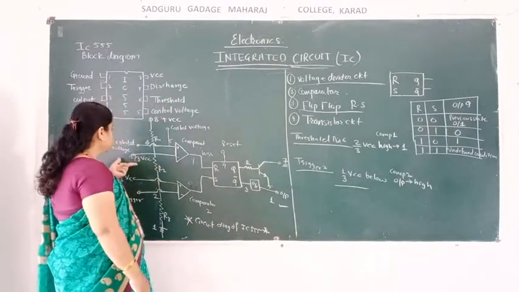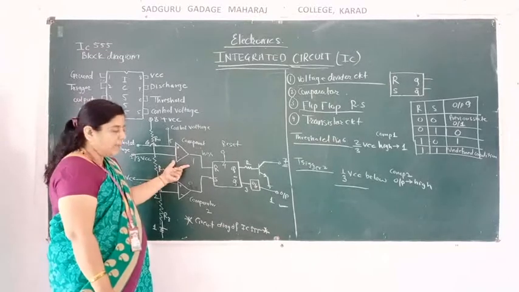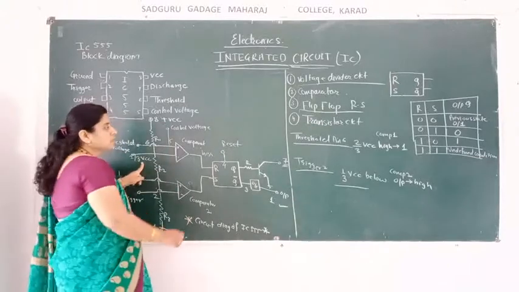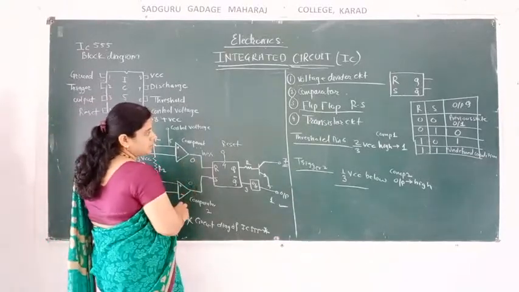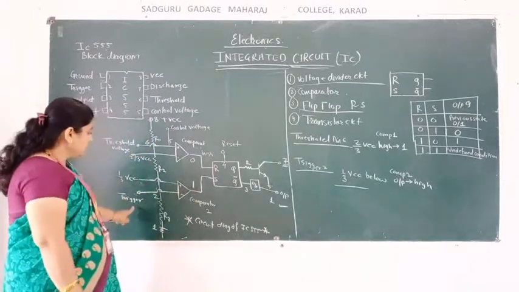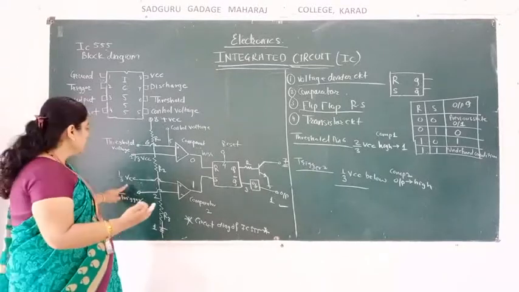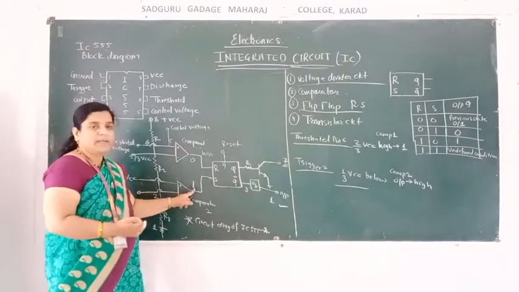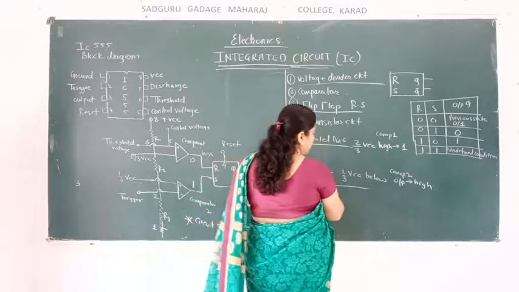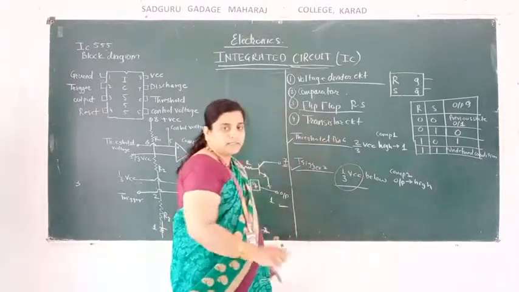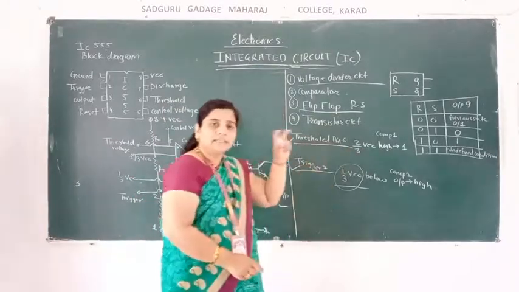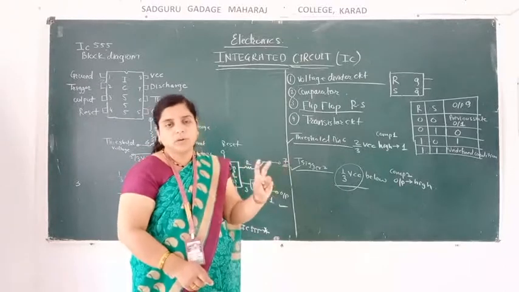Similarly, if 2/3 of VCC is 0, it means R is 0 and S is 1. How will S be 1? When the trigger input is below 1/3 of VCC, then the output of comparator 2 will be high. I have told you these two conditions. The trigger should be below 1/3 of VCC, then only the output of the comparator will be high. And in the threshold voltage, if it is 2/3 of VCC, then only the output will be high.